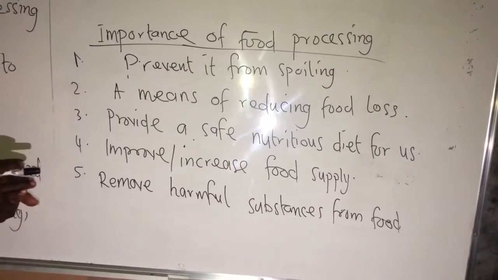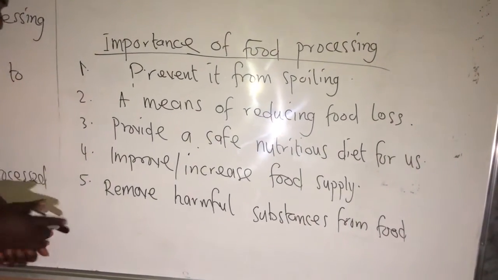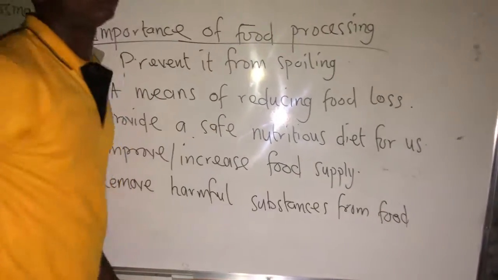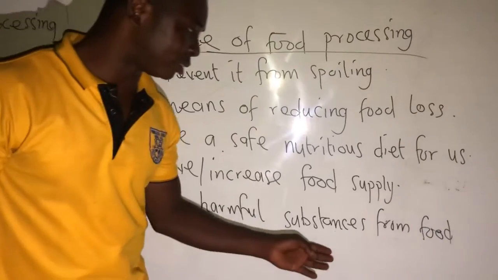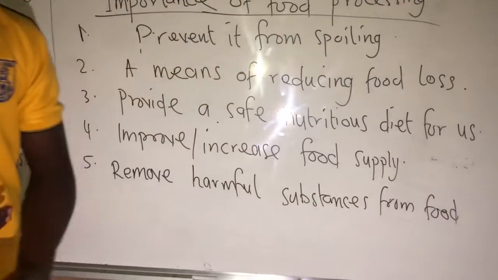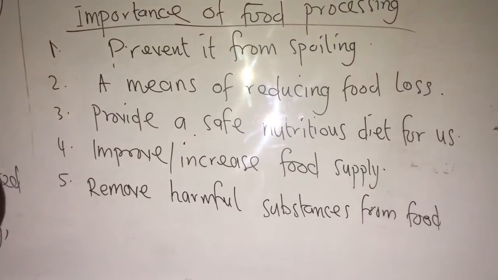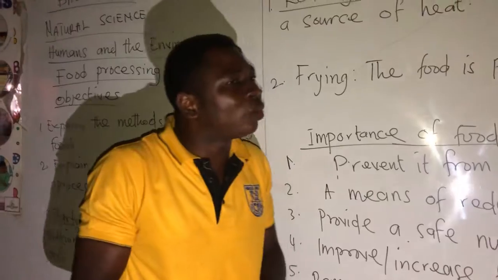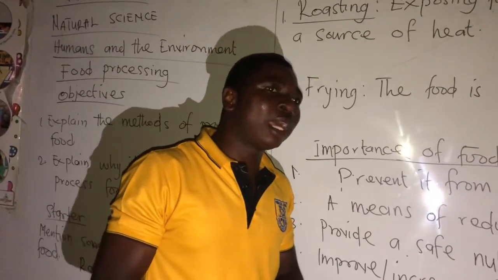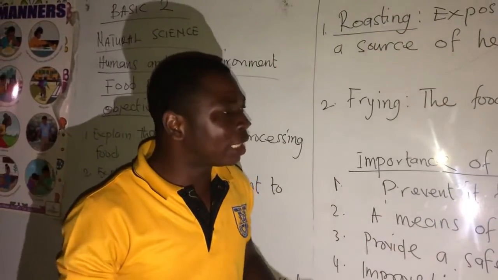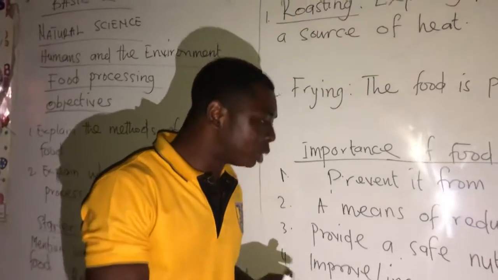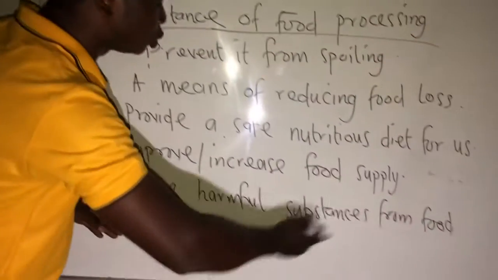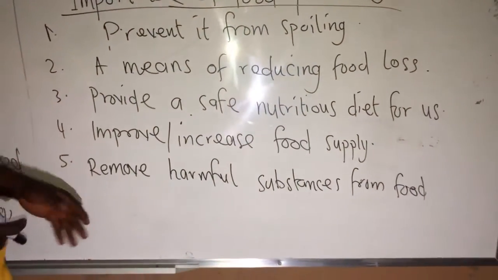Another importance of food processing is to remove harmful substances from food. When you boil the food or roast the food or bake them, it will remove any harmful substance like germs, like worms, like the small things in the beans and those things. When we process them, it will remove all those harmful substances, so that we will be healthy.